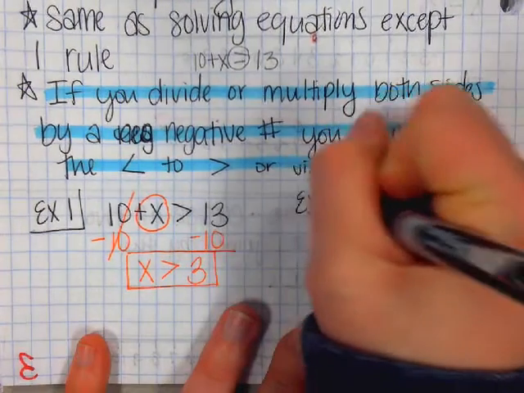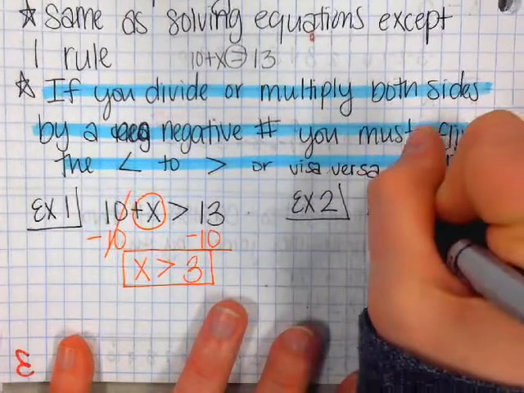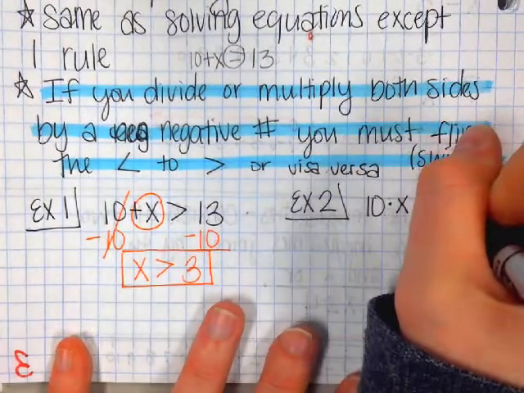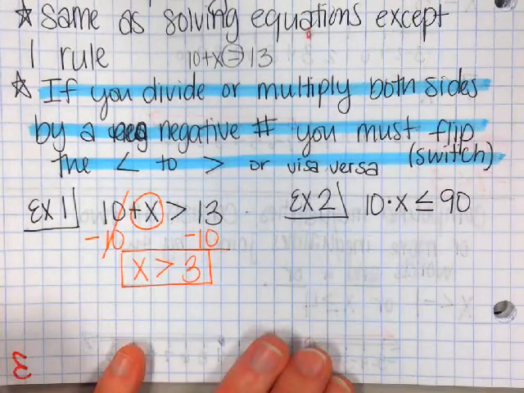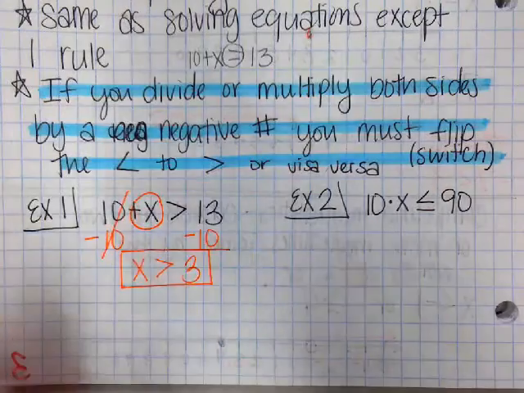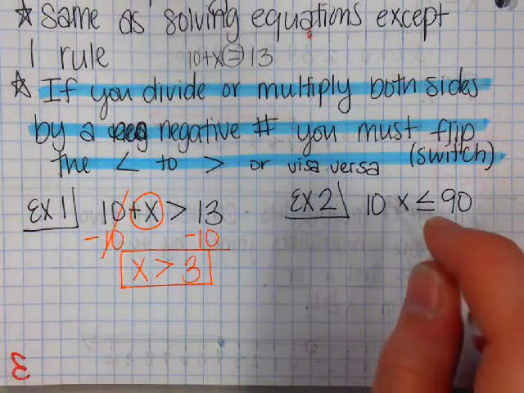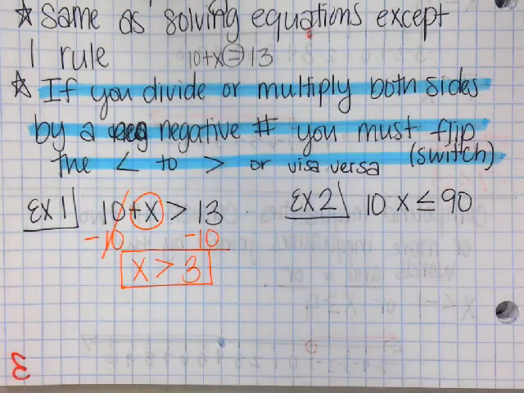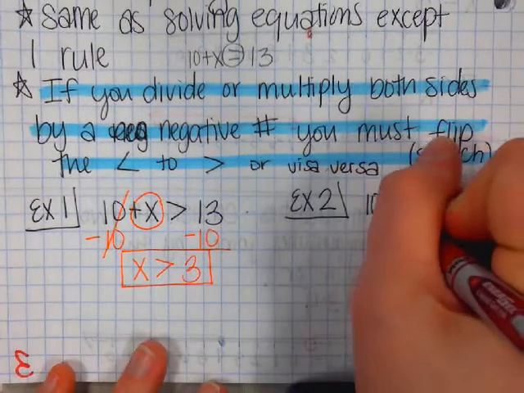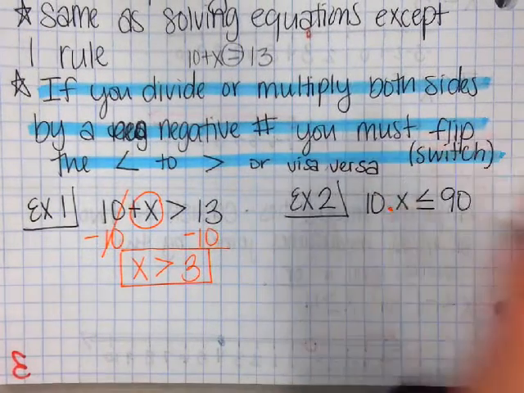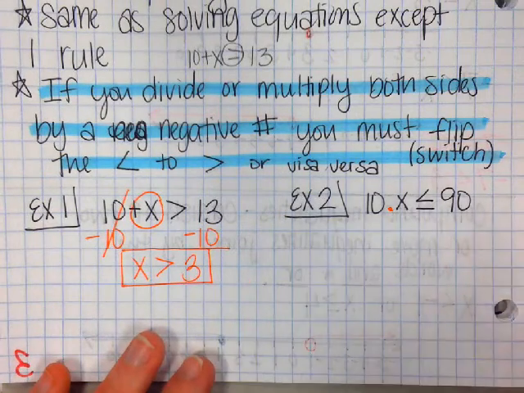Okay? Another example. If I have 10 times x is less than or equal to 90. I wrote 10 times x, but I really should have just left it as 10x. That's typically how you'll see it, so I'm going to go ahead and white it out. Remember, 10 times x, or 10x, is the same thing. That's not a period, that's a times. So 10 times x is less than or equal to 90.